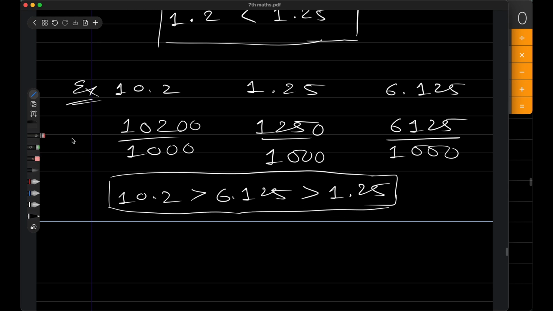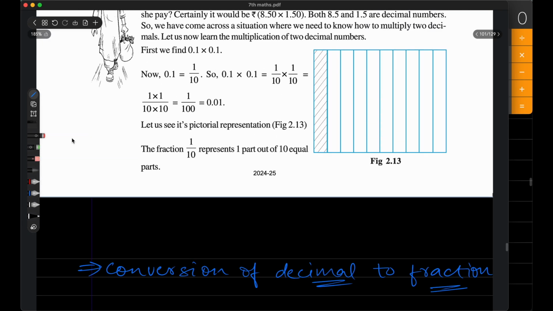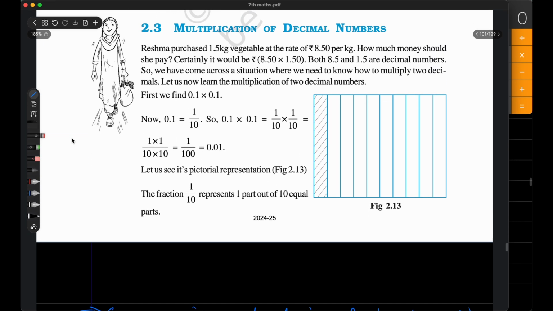Now let us check the theory. In the theory, they have taken one example, that is 0.1 can be written as 1 divided by 10, since the number of digits after the decimal point is 1. So we divide by 10, and for the product, 0.1 into 0.1, convert them into fractions and then multiply numerators and denominators separately, and we will get 0.01.